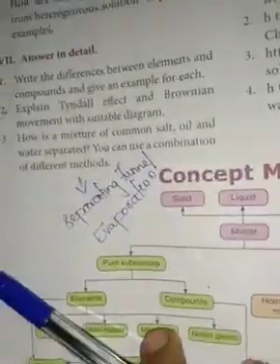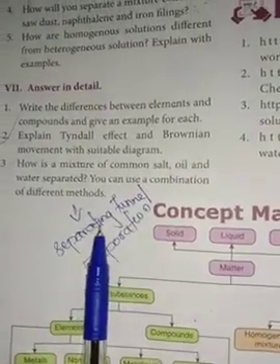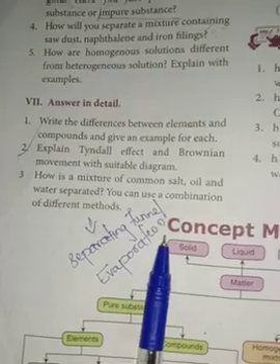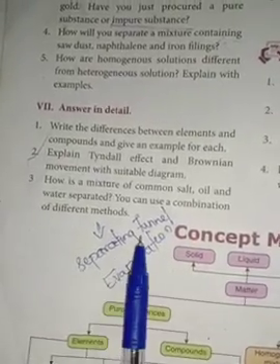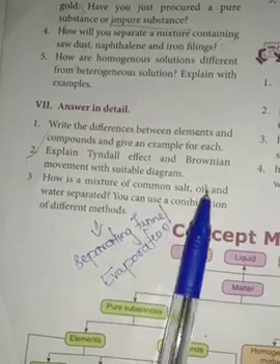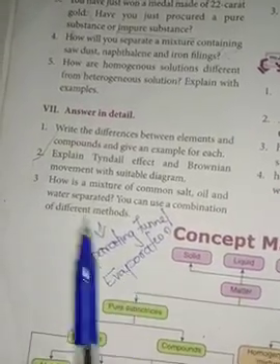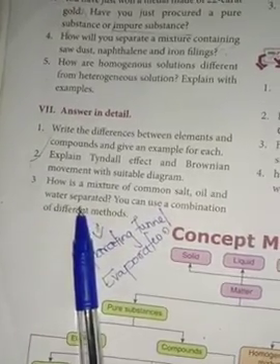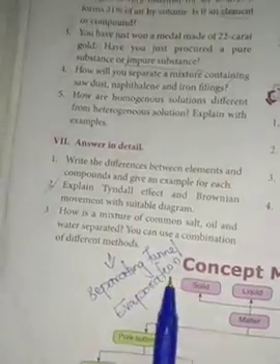See students, next here one question is asked. How will you separate salt, oil and water? It is the combination of two techniques. One is separating funnel, next one is evaporation. First we should use the separating funnel, by which we can separate oil and water. Then by the evaporation technique, we can separate common salt from water. So you write it is the combination of two techniques, separating funnel and evaporation.